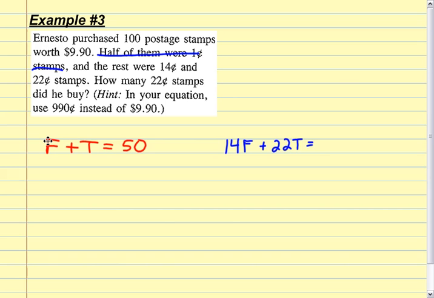We took 50 cents away from 990 because that's the 1-cent stamps. Wouldn't you have to add the other 50? They're 50 stamps. 14 times the number of 14-cent stamps is how much we spend on 14-cent stamps. Plus 22 times the 22-cent stamps is how much we spend on 22-cent stamps. What about the 1-cent stamps? I don't even need to worry about it. I know how many I've got. I know how much they cost. Wouldn't you do plus 50? Well, okay, if you'd like. Plus 50 is equal to what?